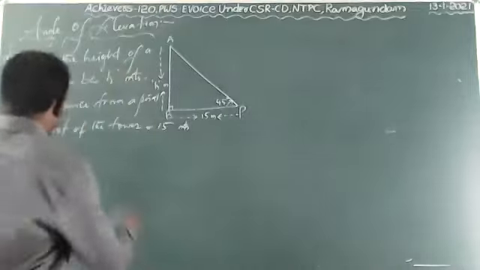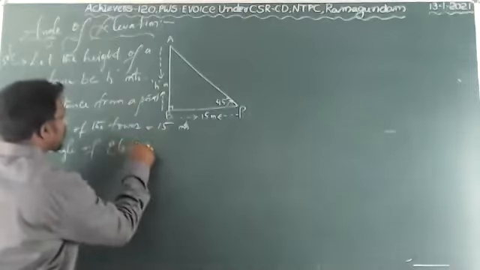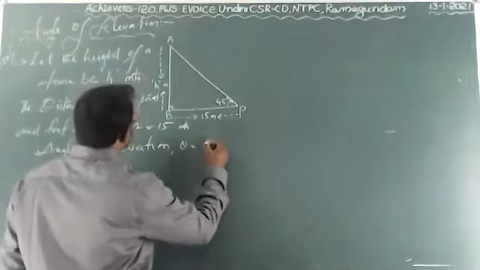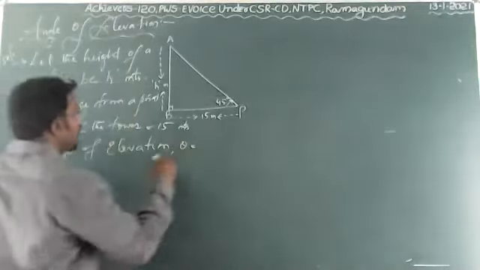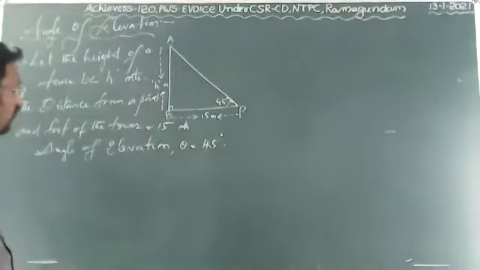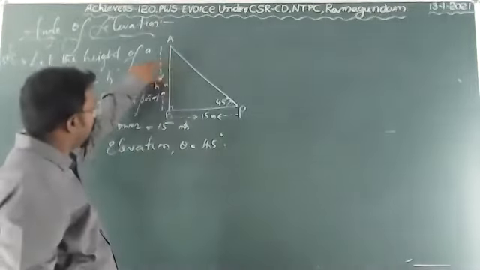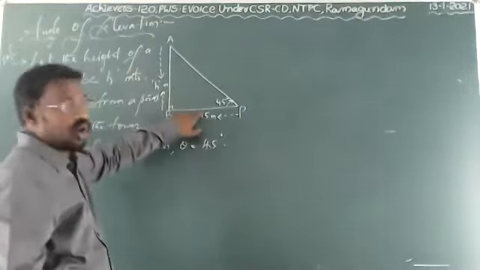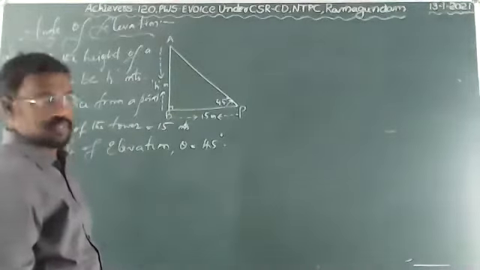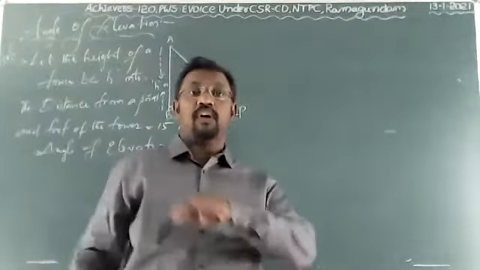That is most important. Angle of elevation here. Angle of elevation is nothing but theta. Let us take theta. What is that angle of elevation? 45 degrees. You can write even like this: angle of elevation between the vertical height and the horizontal line. No issues. Fine. Angle of elevation theta is equal to 45 degrees.